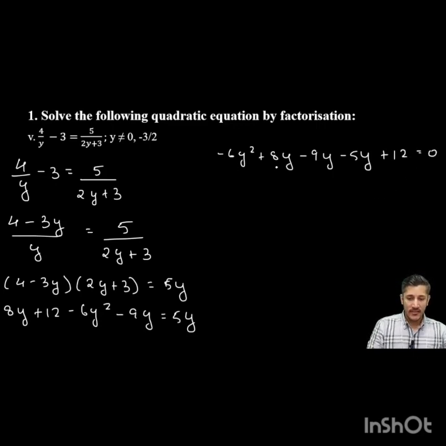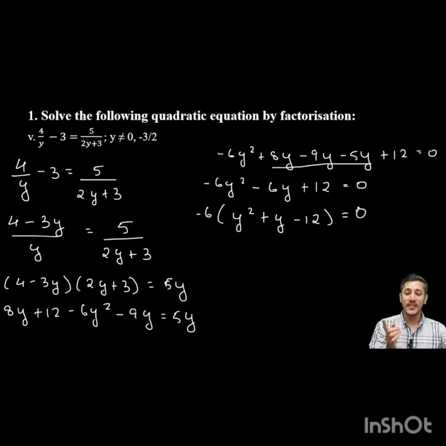Alright, we'll simplify these three like terms. So we get minus 6y square, 8y minus 9y is minus y minus 5y will become minus 6y plus 12 equal to 0. Now from this equation I can see that we have minus 6 common. So when we take minus 6 common, in the bracket we'll be left with y square plus y minus 12. I hope everyone understood this. Since I have taken negative 6 common, the sign inside the bracket will change.